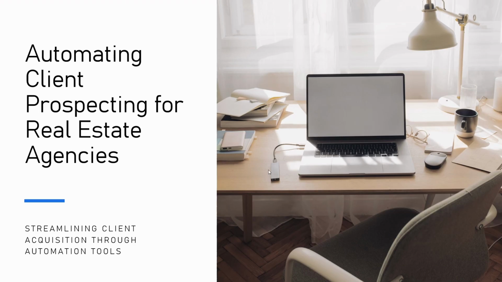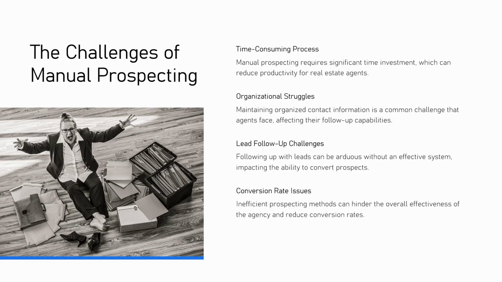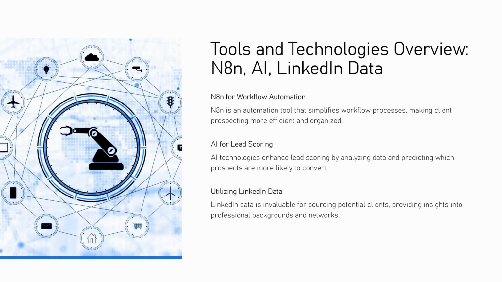Today, we're diving into something super practical and powerful, especially if you're working in real estate. We're going to break down how you can automate client prospecting for a real estate agency, specifically focusing on identifying and qualifying potential property management clients. Yeah, we're talking about using automation tools like n8n, AI, LinkedIn data, and more to build a smart, self-running lead generation machine. So if you're a real estate professional, a property manager, or even just a tech-savvy agency owner, you're going to love this. Let's jump right in.